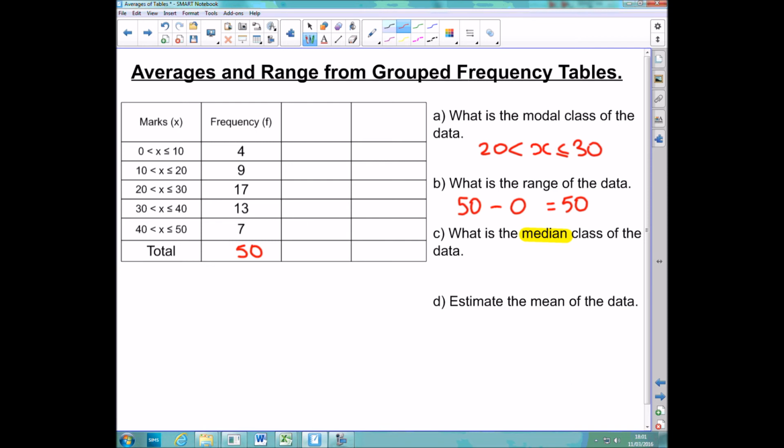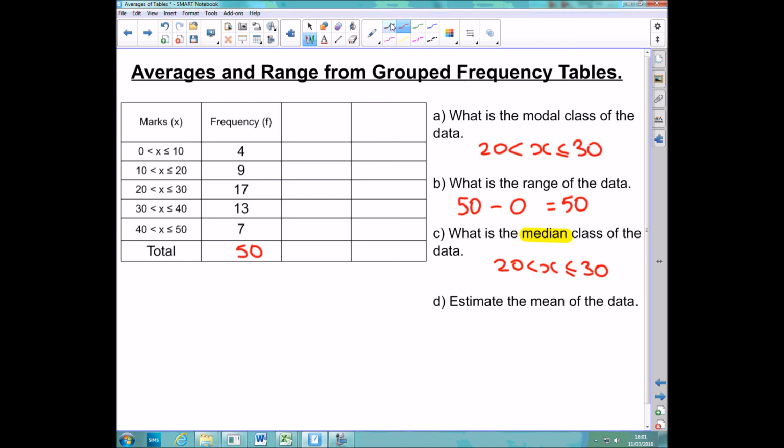Now the middle number of 50 is 25, so I'm going to add up my frequencies until I go past 25, and then that class is going to be my median class. So firstly I've got 4, adding 9 onto the 4 I get 13, adding 17 onto 13 I get 30, and hopefully you've noticed I've just gone past 25, which means that my median class is 20 to 30.